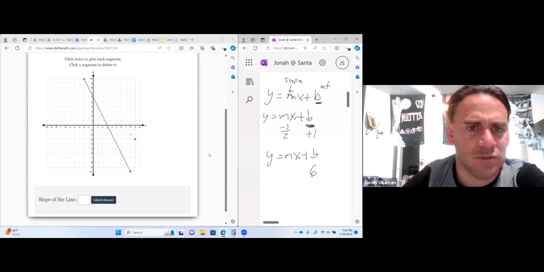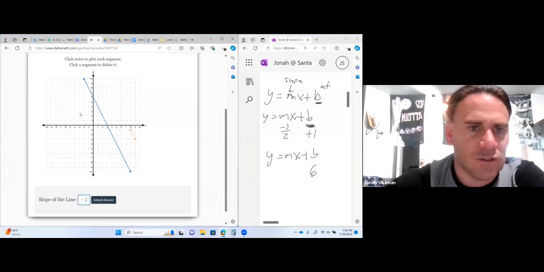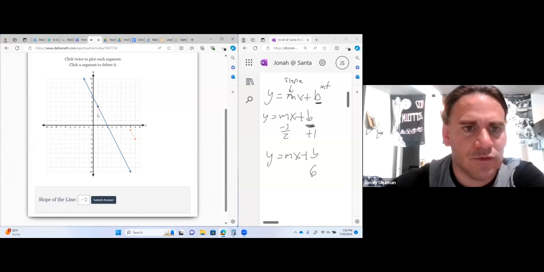Our slope is going to be this. It's hard for me to see. So we fall 6 and over 3, so this means 2 to 1. I believe this is it. The slope of the line is -2, because we go down 2 over 1. Ta-da.